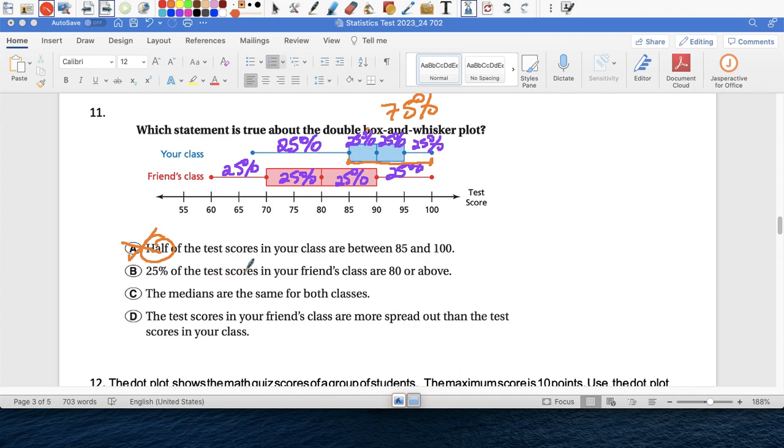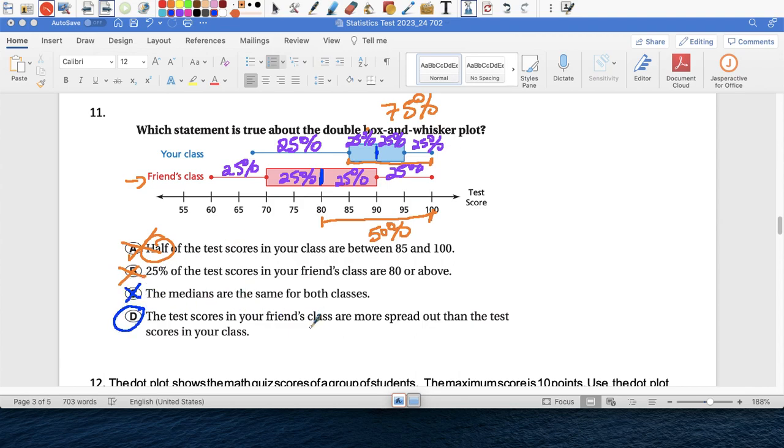25% of the test scores in your friend's class are 80 or above. In your friend's class, this is your friend, 80 over here. Is that 25%? No, that is 50%. So that's also a no. The medians are the same. Well, here's the median, and here's the median. Are they the same? No. So the only answer that's correct is this one.